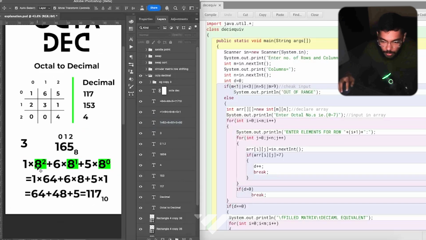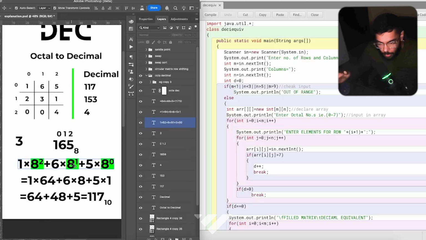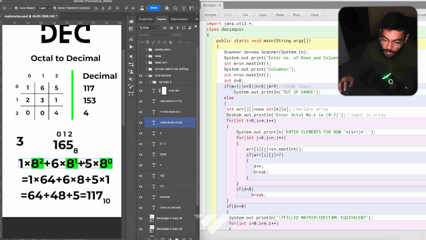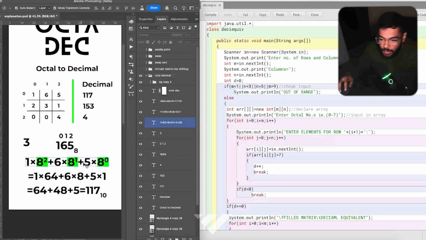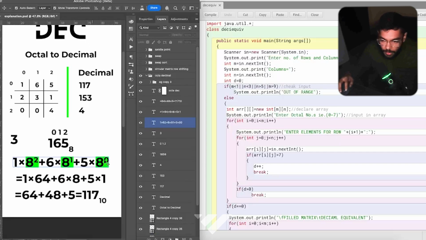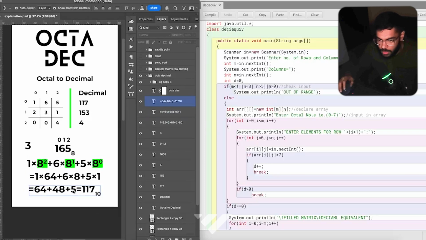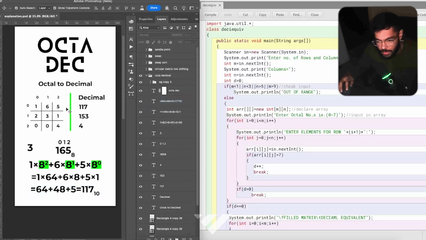We extract the first number and multiply it with 8 to the power 2, times 1. Then in the next iteration we extract the second digit, 6 into 8 to the power 1, and then we extract the last digit, 5 into 8 to the power 0. At the end it will give us 117, which is the right decimal equivalent of 165. Let's see the program for it.